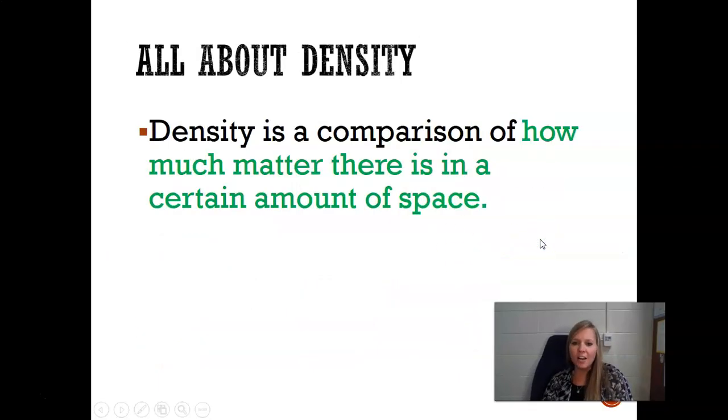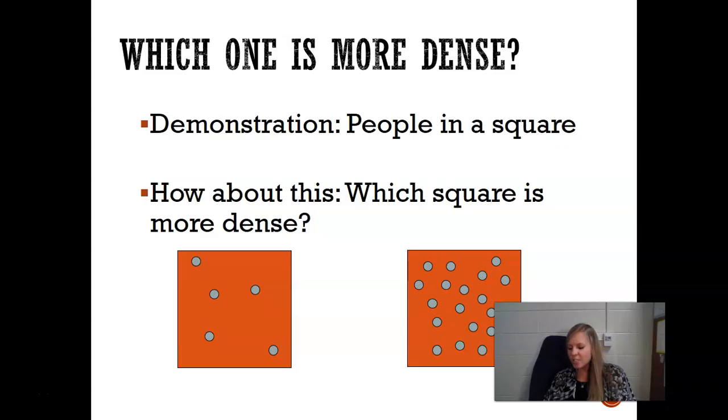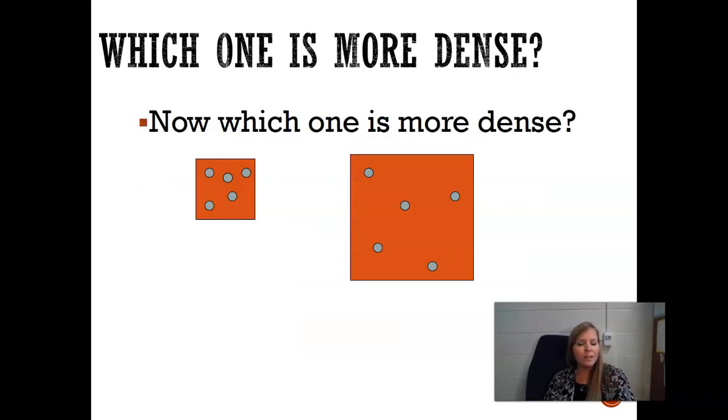Okay, so density itself is a comparison of how much matter there is in a certain amount of space. So if you were to look at these two boxes, let's say the dots in the box represented people in a square. Which square is more dense? It's going to be the one on the right. But what about now? Now they have the same number of people, right? But what's the difference? The difference is in the amount of space. So in this instance, the one on the left would actually be more dense because it has more people in a given amount of space.